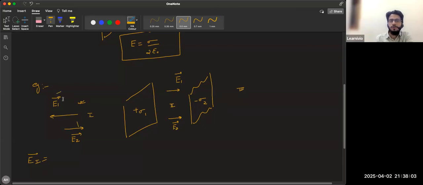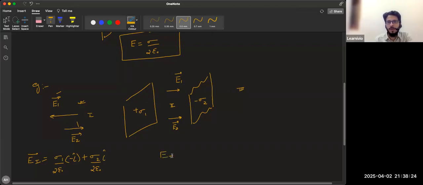this is E1. The magnitude of E1 is sigma 1 by 2 epsilon naught, and if we take direction, it's along the negative x-axis, which is minus of I cap. Similarly, E2 is sigma 2 by 2 epsilon naught, which is I cap. So this is the field in region 1.